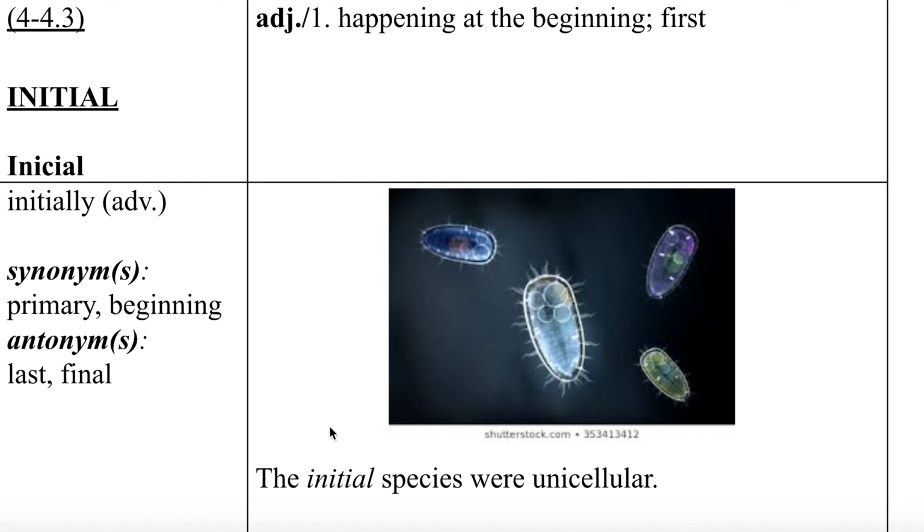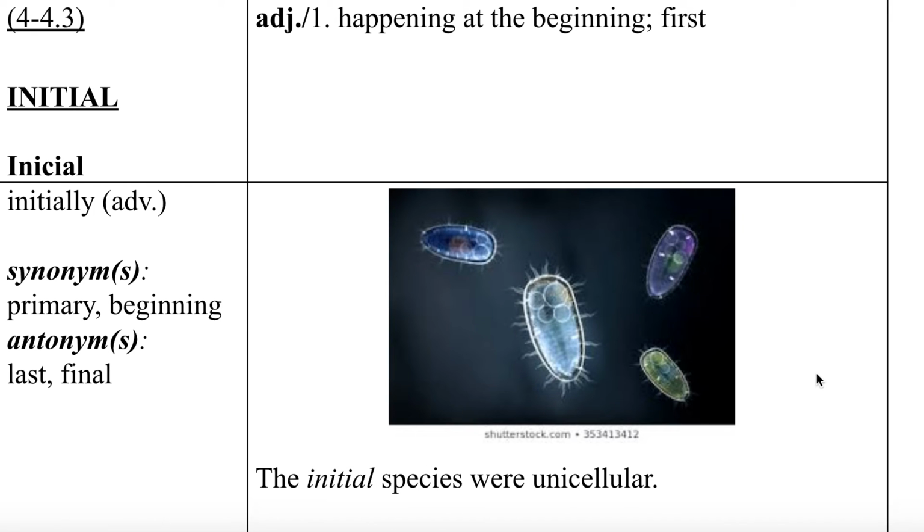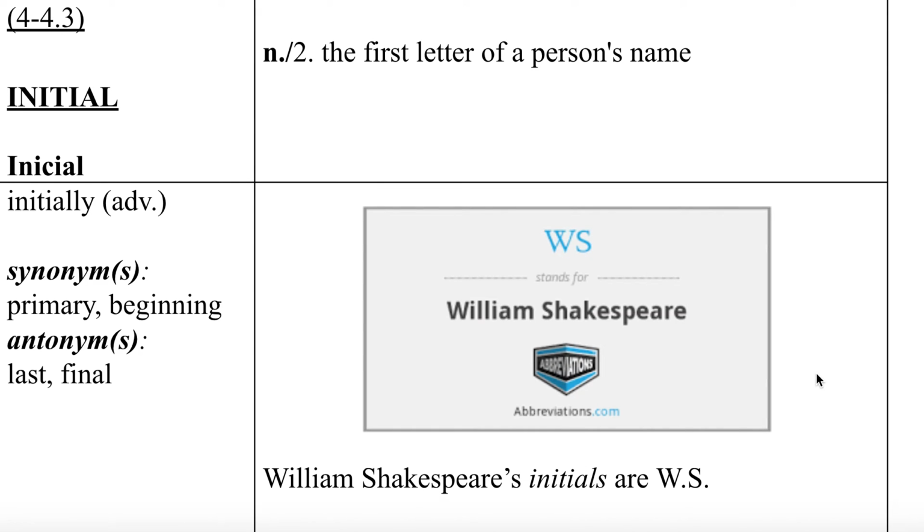So initial is at the beginning. So the initial species means the first species. The first species at the beginning were unicellular. Uni means one cell. Initial means at the beginning. Okay, so the next one is going to be definition 2 then.